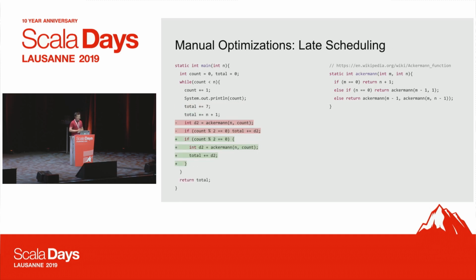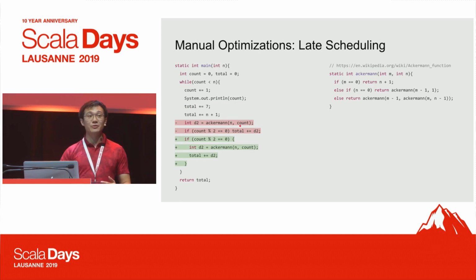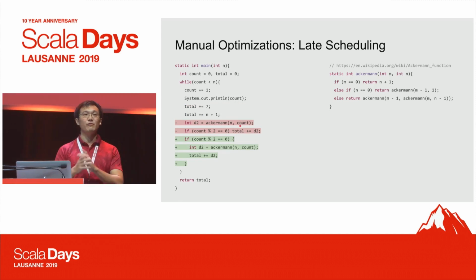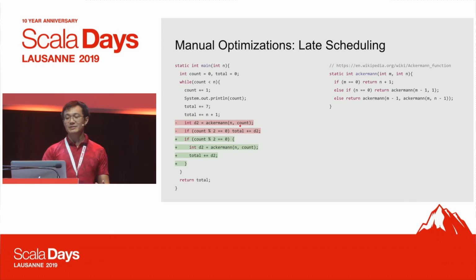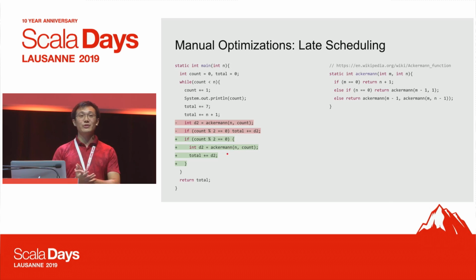Lastly, we can look at the last call to Ackermann, n and count, which we cannot partially evaluate because both inputs are unknown. But we can see that this function is pure. It does not have any side effects, does not do any logging, and it is only used within the body of the if conditional block. So because it's only used in the if condition, we can late schedule it into the body of the if condition, so it never gets computed unless it's actually necessary.